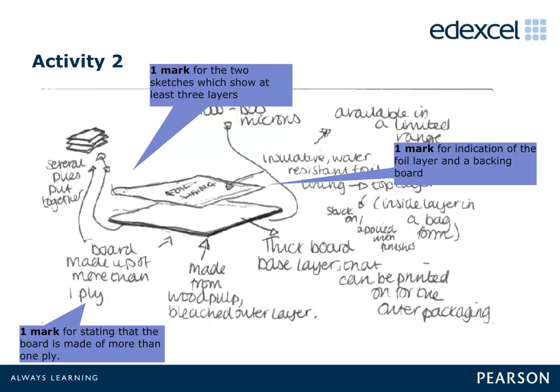As a result, 1 mark can be awarded against the first marking point. The annotation alongside the smaller sketch indicates several plies, which can be given credit as reference to the second marking point, which credits reference to plies. The second mark is therefore awarded for this. Finally, the annotations identify the foil lining and a thick board base layer in order to gain the 3rd mark available.